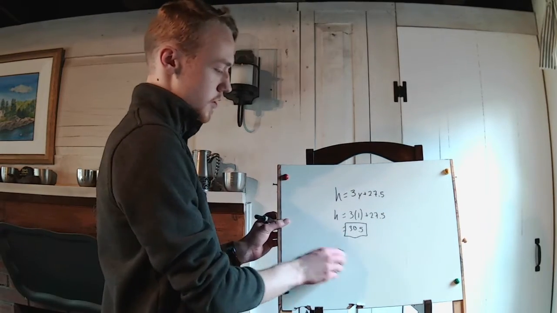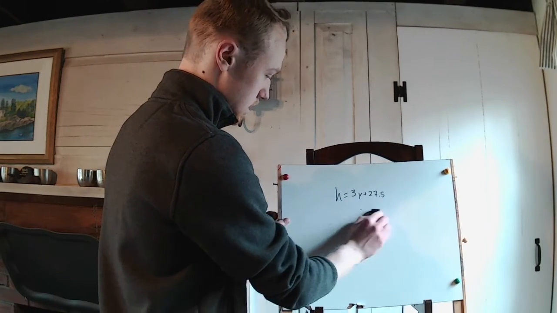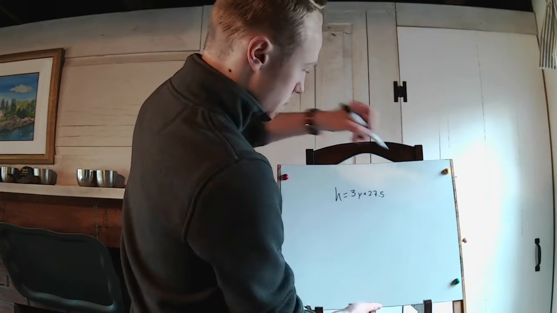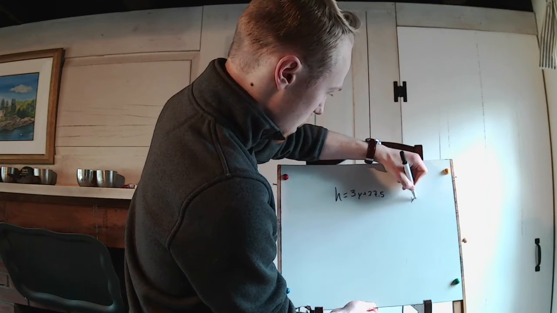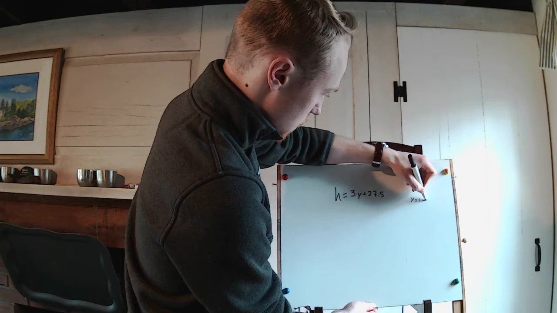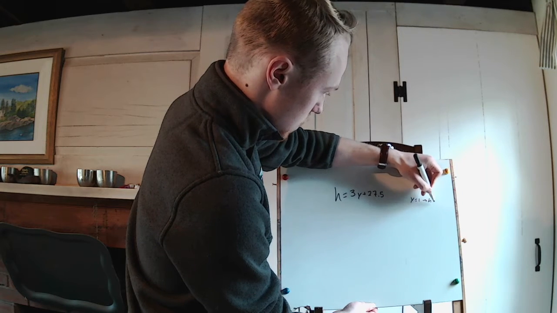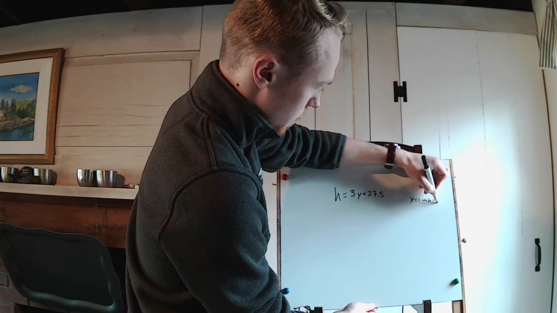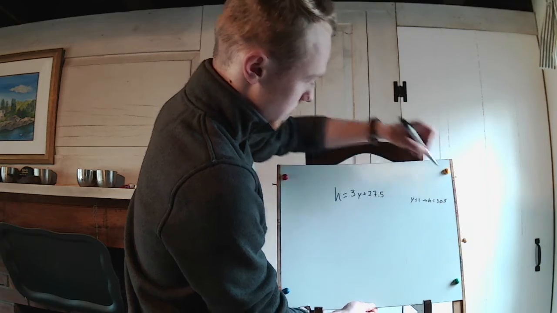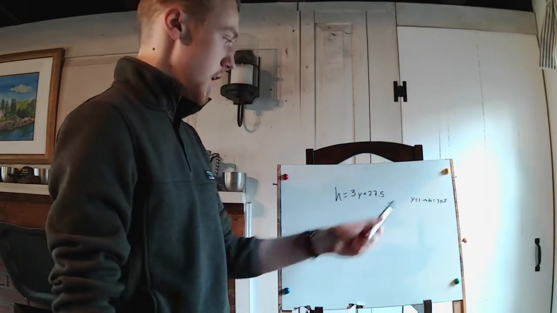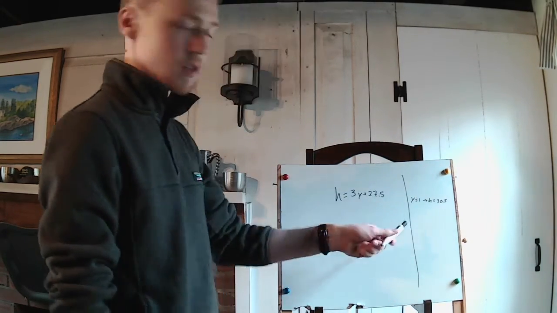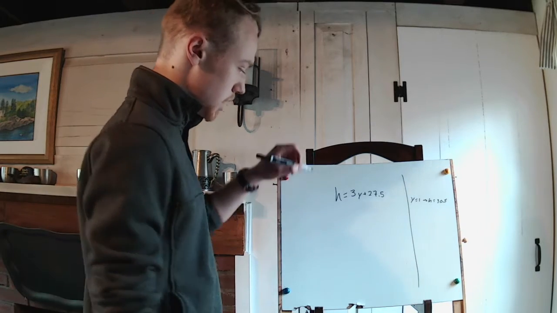So now, this is 30.5. I'm going to erase this, and I'll put at year 1, y equals 1 gives h equals 30.5. Okay, so we see that that's off to the side. This is just to remind us what values we found. All right, let's plug in another value.